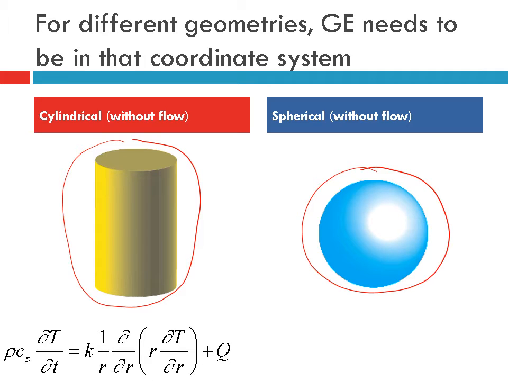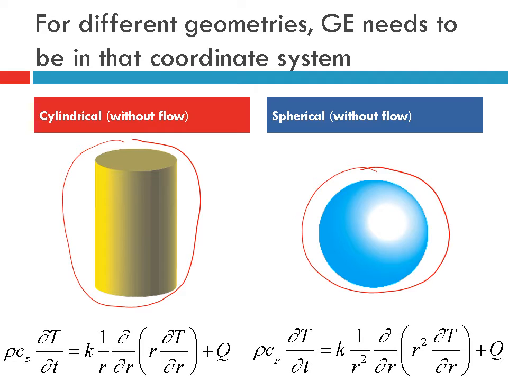Remember, we just don't derive equations, we need to solve these equations. So in cylindrical and spherical coordinate systems, the same governing heat transfer equation looks different. We're going to derive this one now, and this one will be left as an exercise.